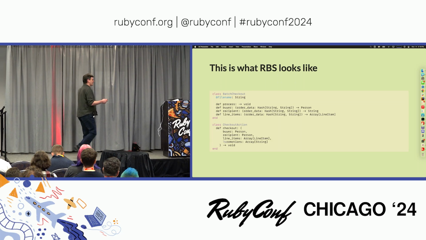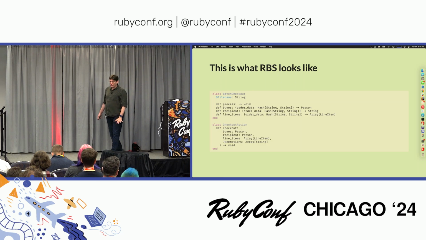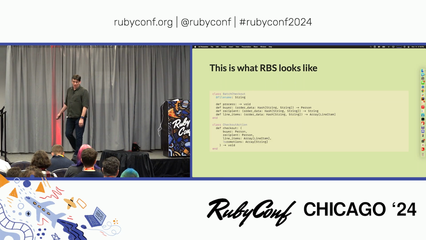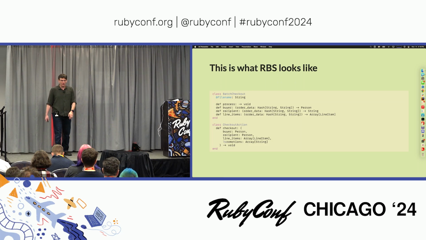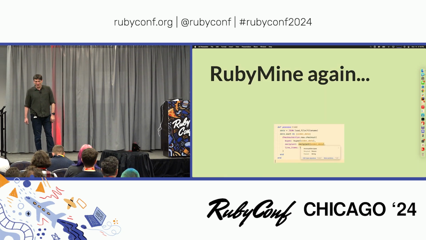So this is what RBS does. There's not a lot of tooling around RBS. There's a static type checker called Steep, which I actually didn't bother running on this, but I assume it would catch the same static error. It does not have a runtime checker, but RubyMine will pick it up.